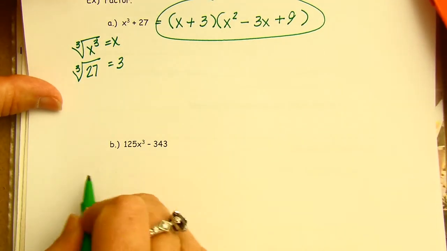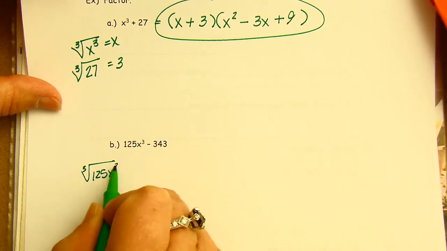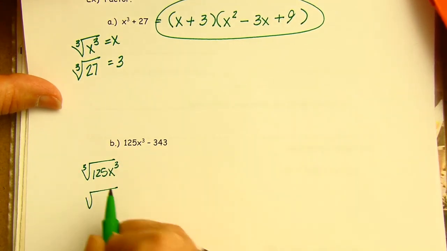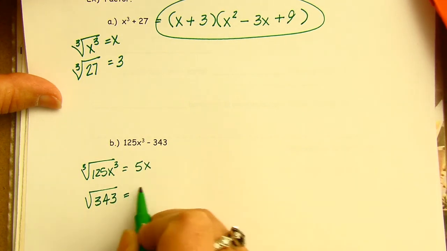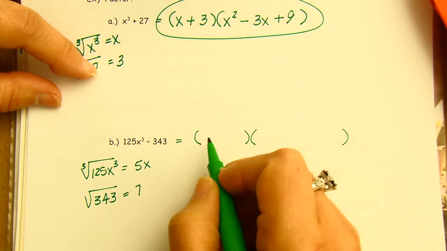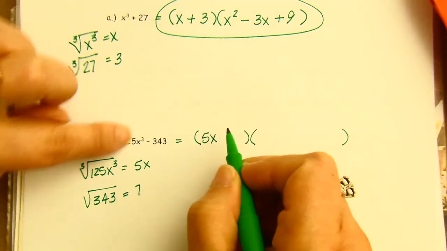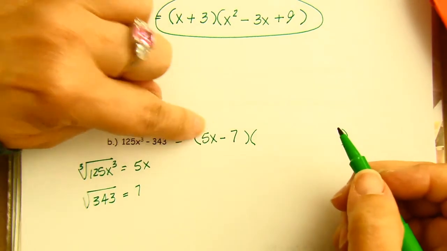All right, 125 is a cube. X cubed is a cube. 343 is a cube. So this is going to come out as 5x. This is going to come out as 7. There's my a, and there's my b. So I got 5x. The sign is subtract. The b is 7. Now, you have to square.